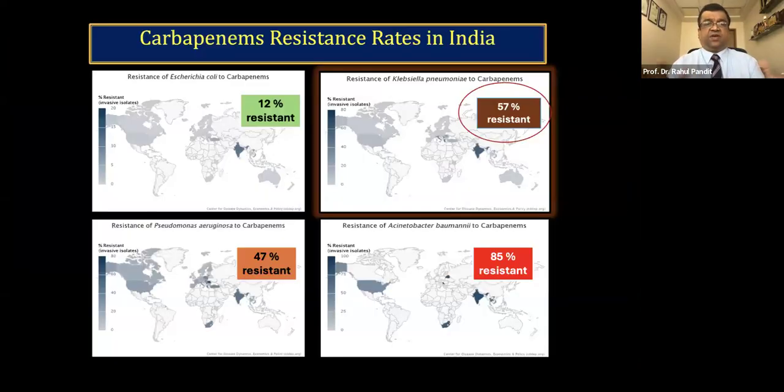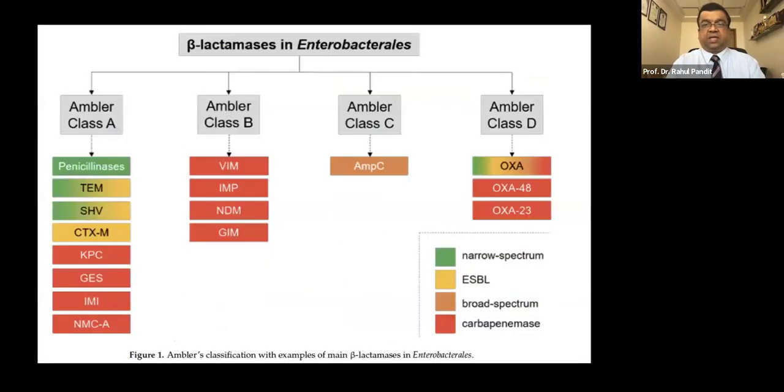Now, this is a graphical representation of the carbapenem resistance rates in India. If you look at E. coli, it's around 12% resistant. Pseudomonas around 47%, Klebsiella around 57%, but Acinetobacter to carbapenem is almost 85% resistant. So we really have very, very few drugs left if we have a problem with Acinetobacter or Klebsiella.